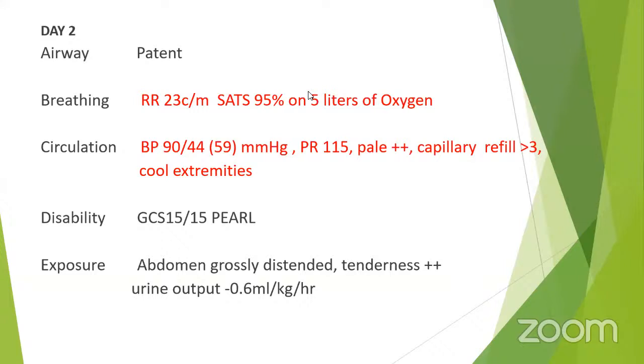Day 2, her airway was patent. However, now she was again tachypneic. She was 95% on 5 liters, so we decreased the amount of oxygen we were giving her. Her blood pressure had gone down to 90/44. Her MAP was 59. Her pulse rate was 115. She was still pale. Her capillary refill was greater than 3 seconds with cool extremities. She was oriented in time, place and person, and her pupils were equal and reactive to light. Her abdomen had changed, the distension had increased, and her urine output had dropped.